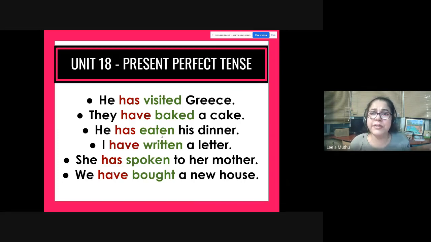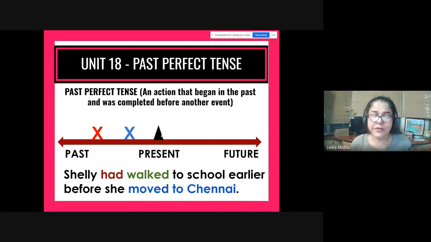I have this great news: we have bought the house. Okay, we have bought a new house. Okay, the action is over. You're not buying anything at the moment. Understood? It's over. So now let's go to the past perfect tense.